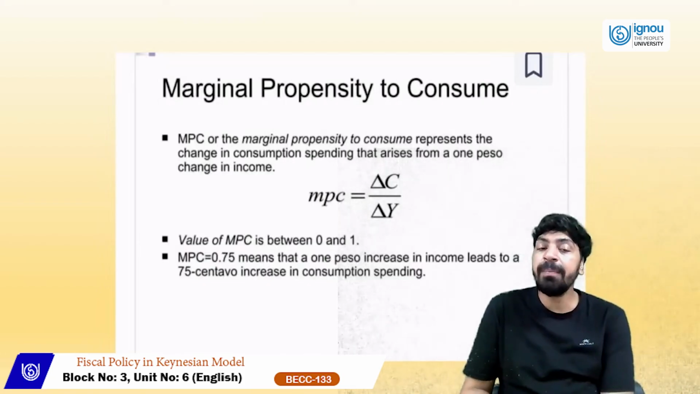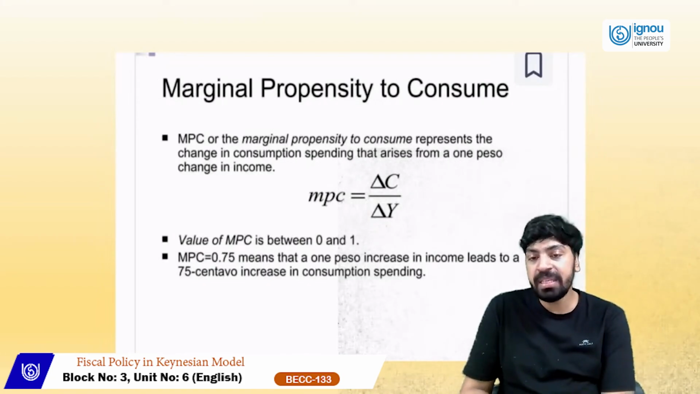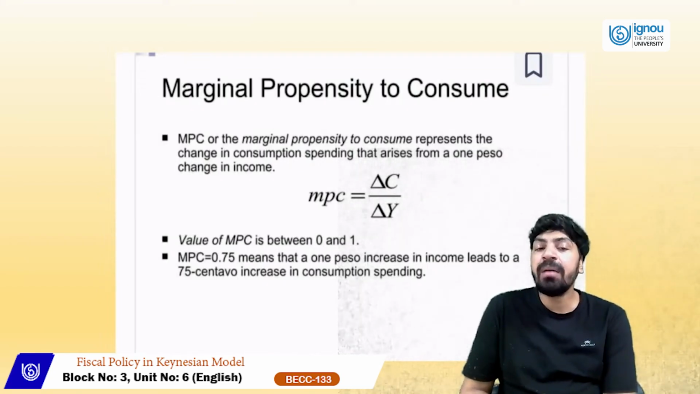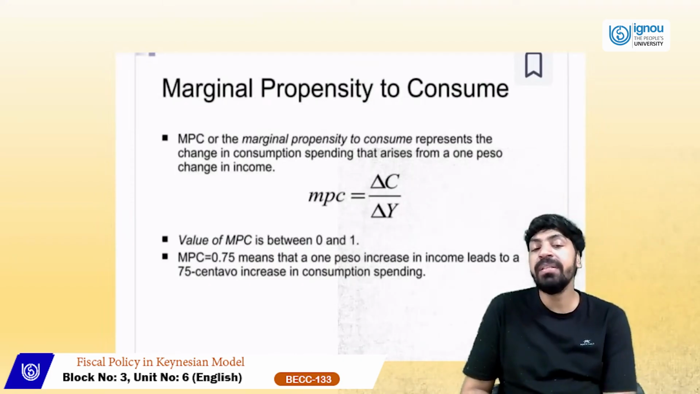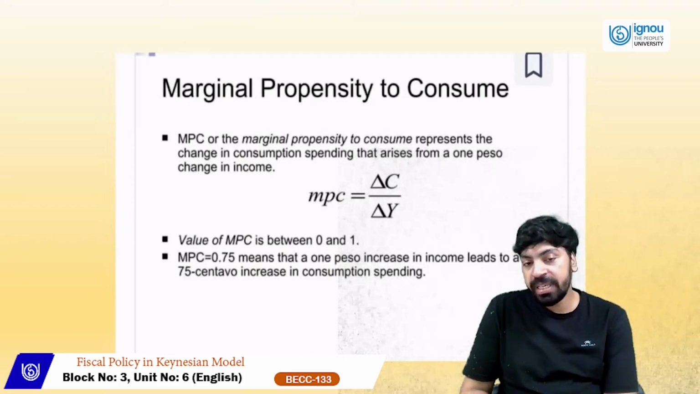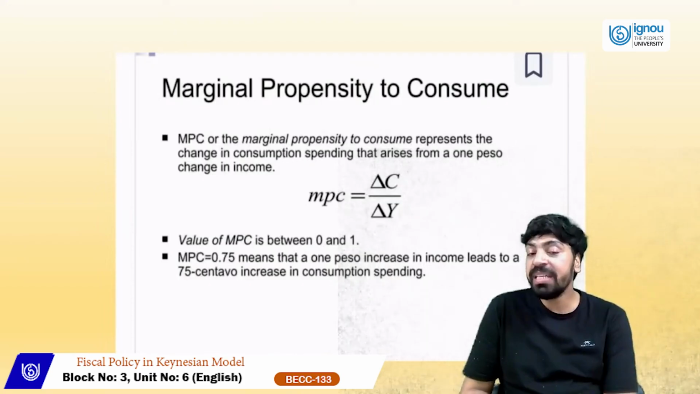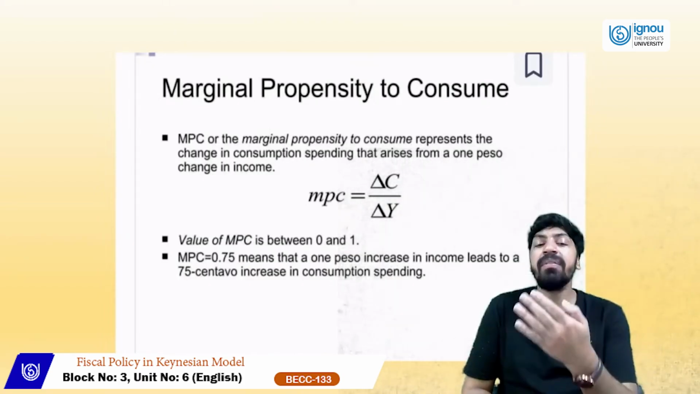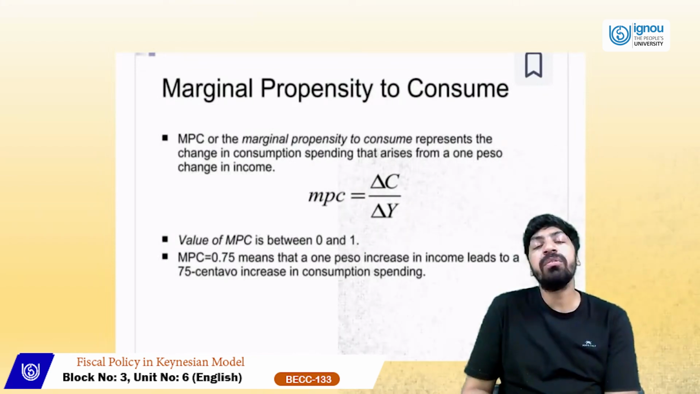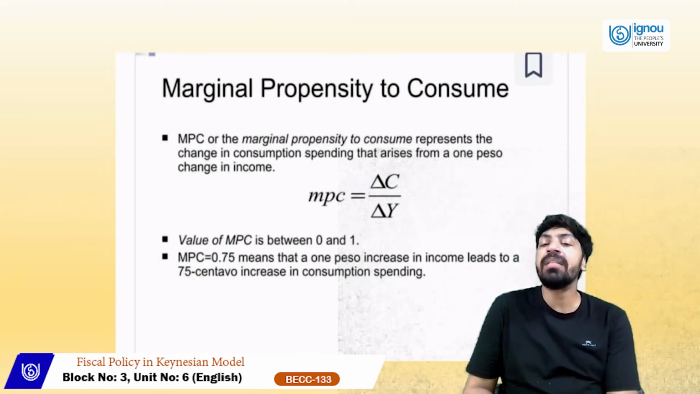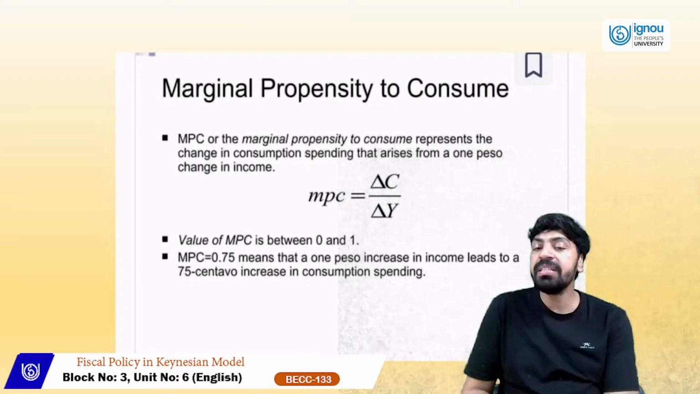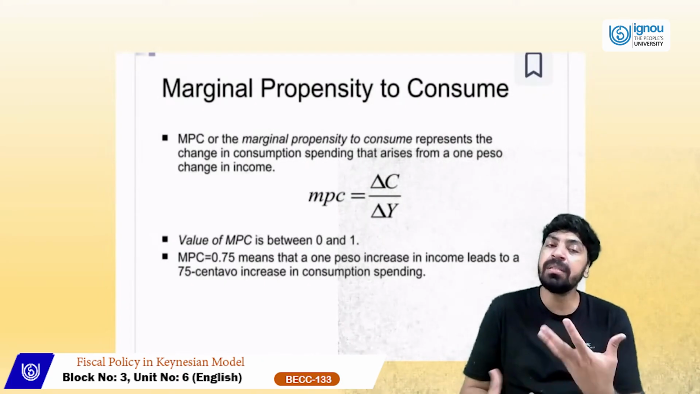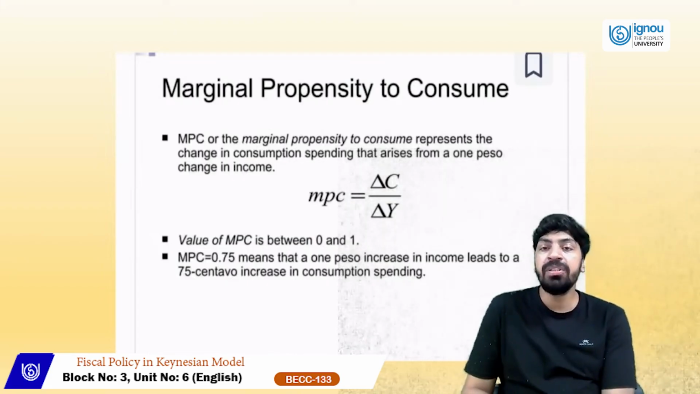So for example, if MPC is 0.75, it means that if there is an increase of 1 rupee in income, consumption spending will automatically increase by 0.75 units. That means an additional 0.75 units increase in consumption spending if there is an increase of 1 rupee in your income. That's called marginal propensity to consume.